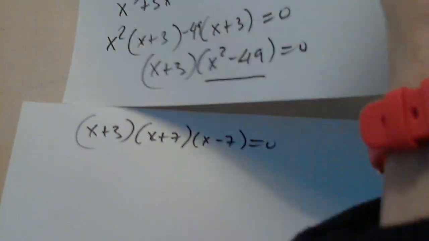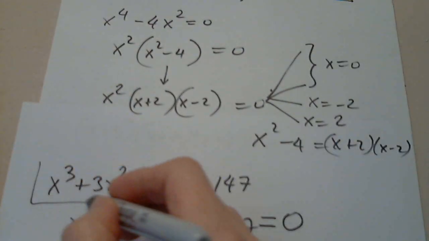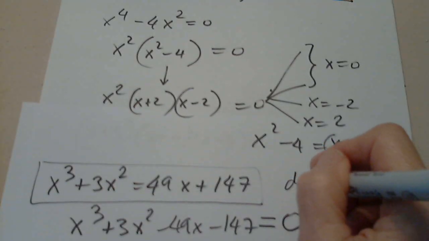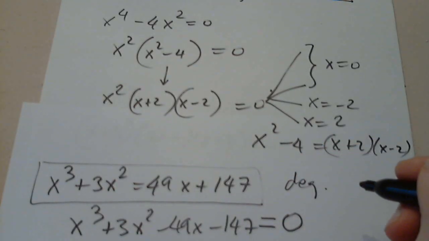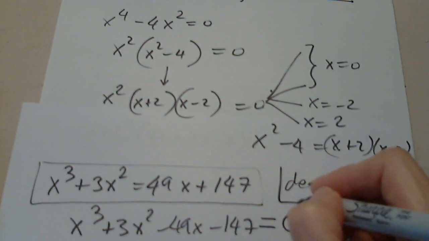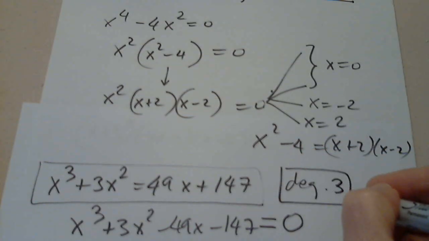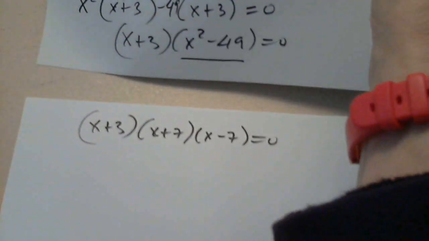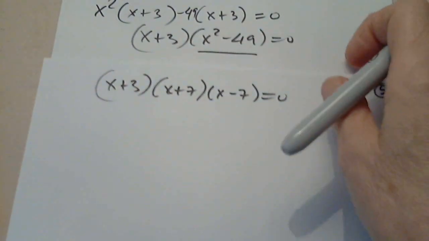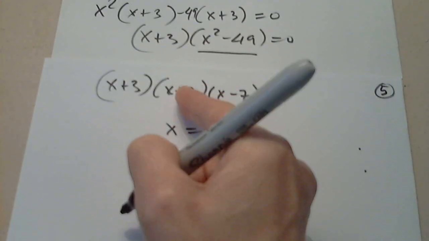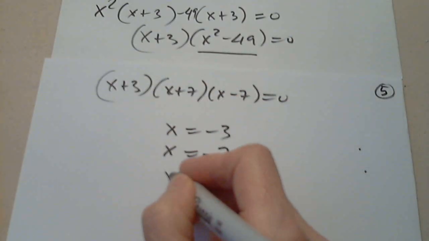And I forgot to ask you from the beginning, what is the degree of this polynomial? Right? Very good. We have to get 3 solutions. Real, imaginary, I don't care. All the same, I expect 3 solutions. And here they are. Negative 3, negative 7, and 7.